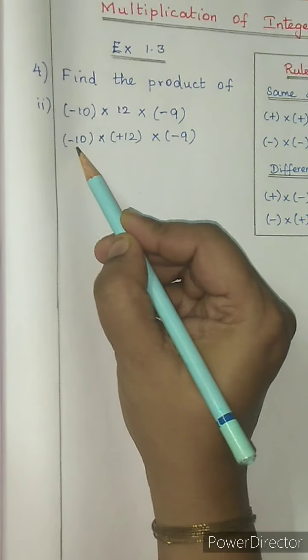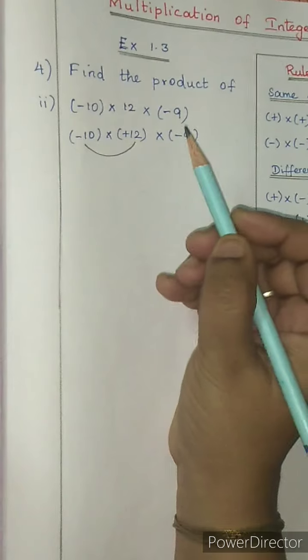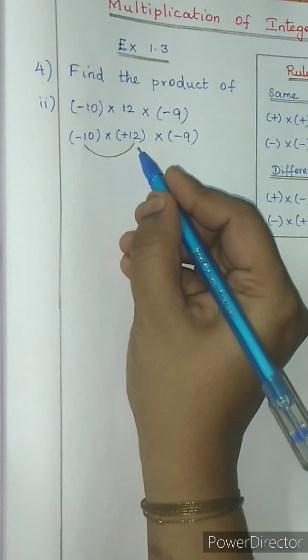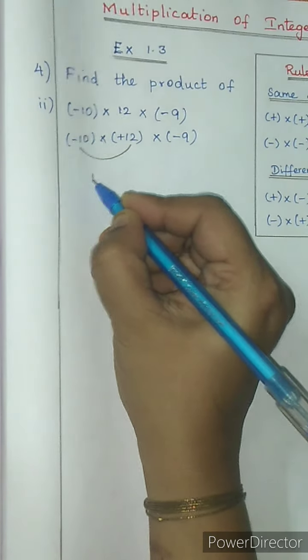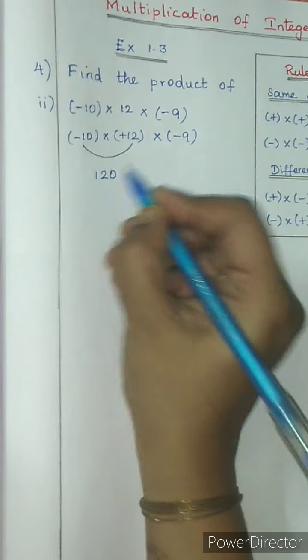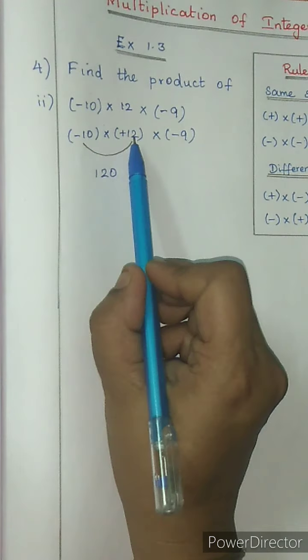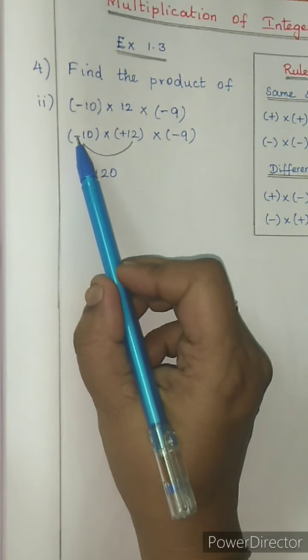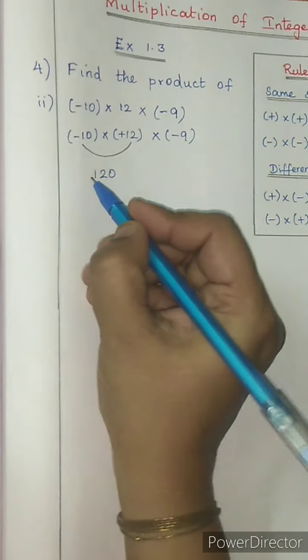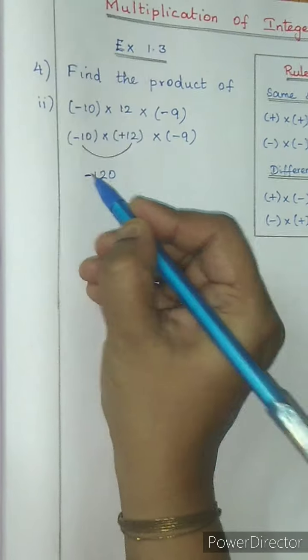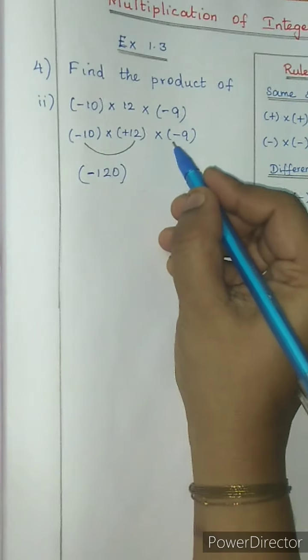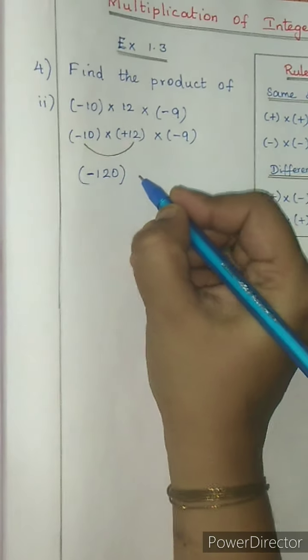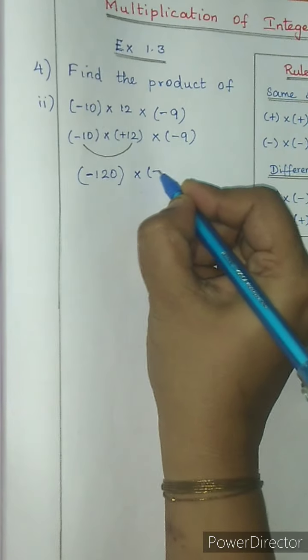First, let us multiply these two integers. 10 into 12, 120. Here, these two integers have different signs. So, when you multiply minus into plus, we get minus. Then, bring down the third integer, into minus 9.